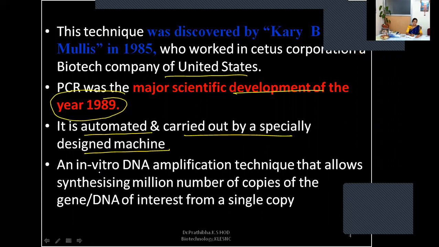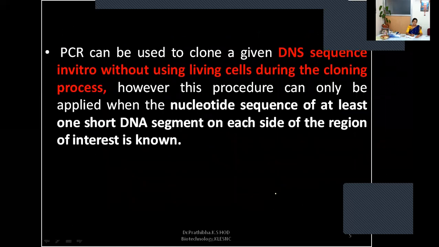This PCR is an in vitro technique. In vitro means in the laboratory or maybe in vials. It is an in vitro DNA amplification technique that allows synthesizing millions of copies of the gene, that is a segment of DNA or DNA of interest, from a single copy. Okay. Now let us understand a little more information about PCR.